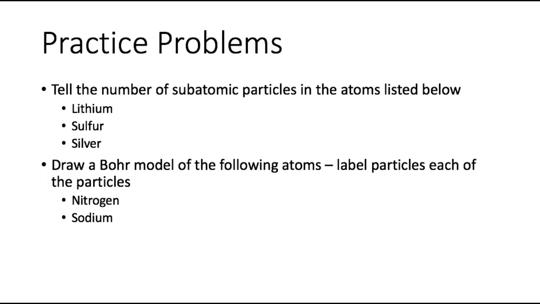So to practice, I would like for you to list the number of protons, neutrons, and electrons that are present in lithium, sulfur, and silver. And then I would like for you to draw a Bohr model of nitrogen and sodium, labeling each of the particles, so protons, neutrons, and electrons, and showing where they're located.